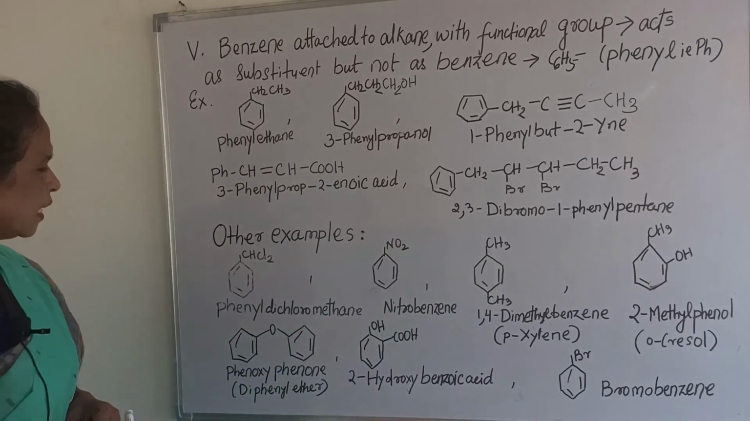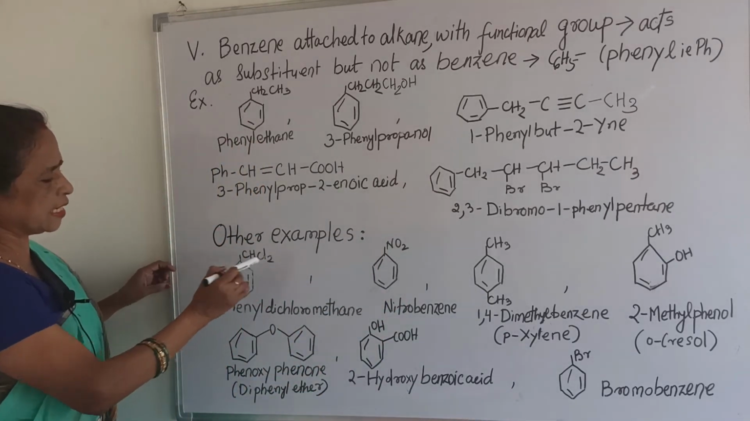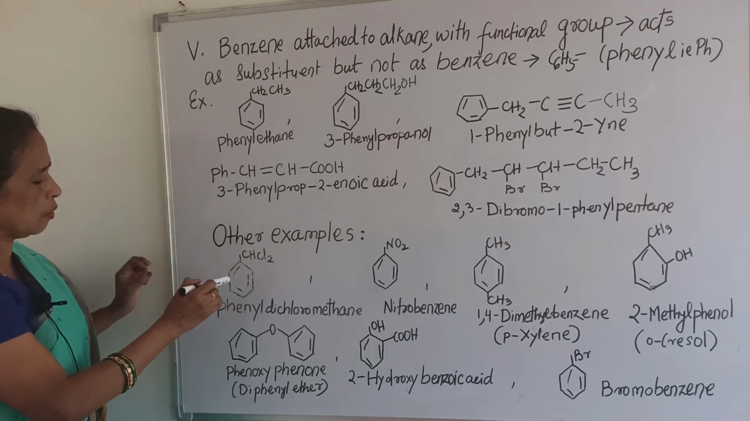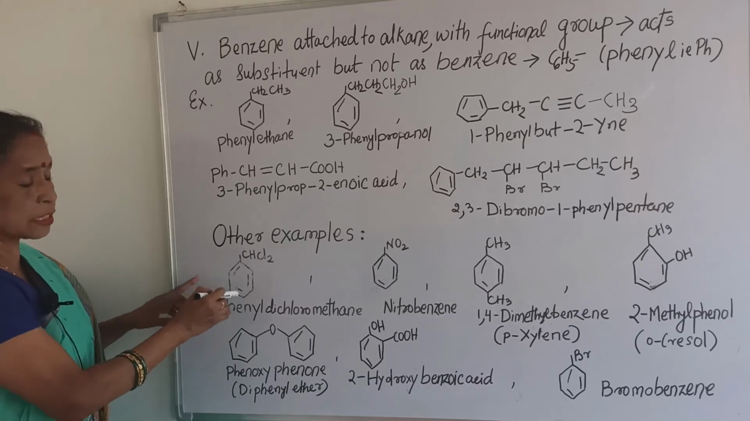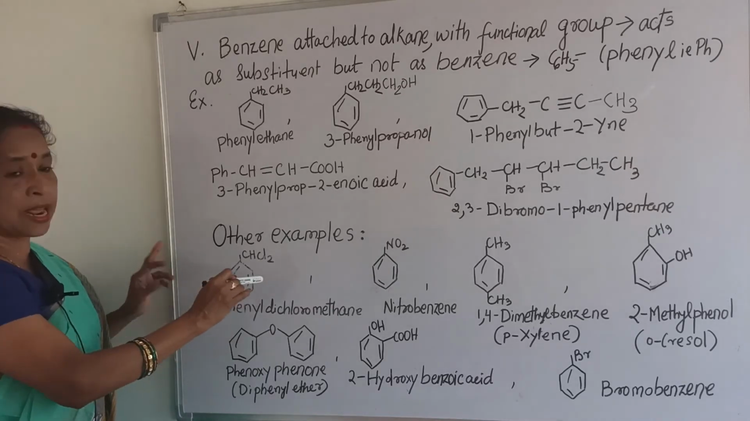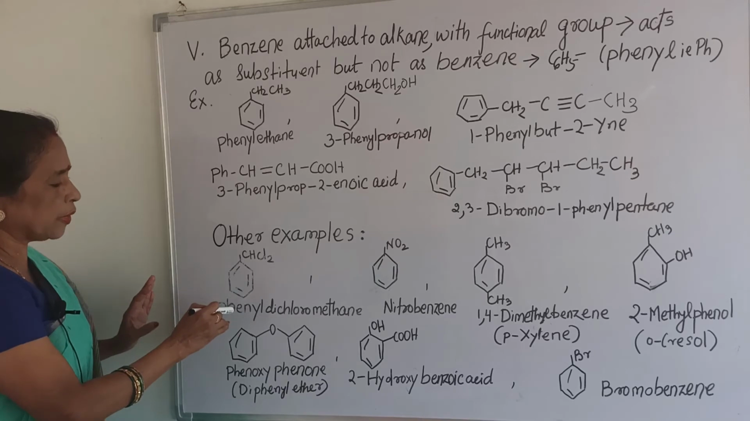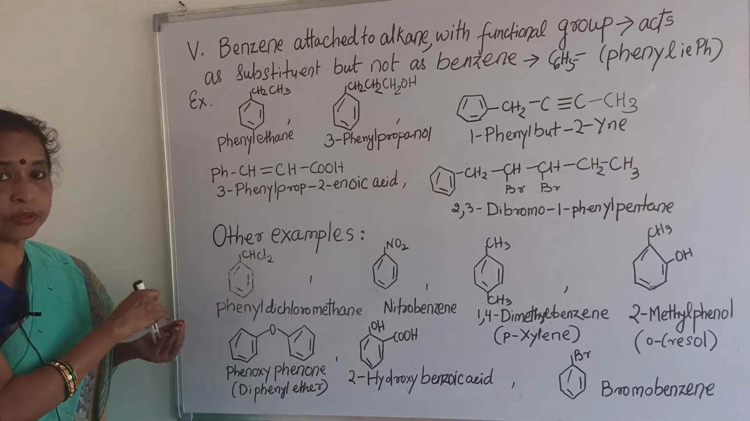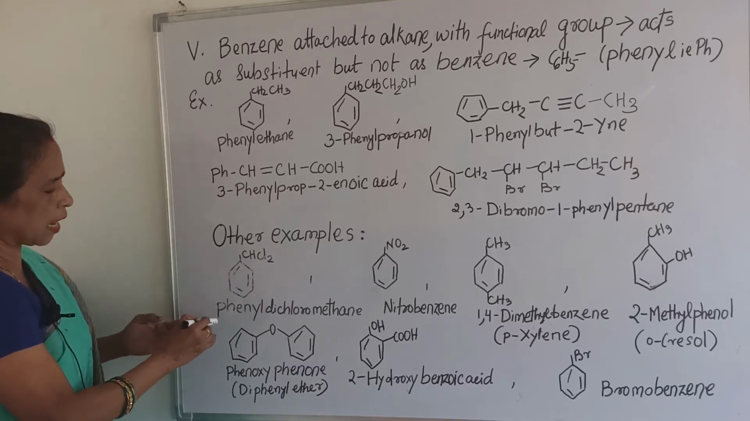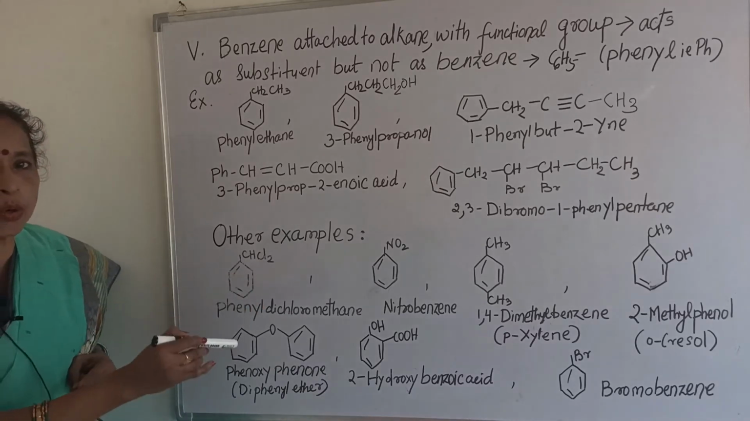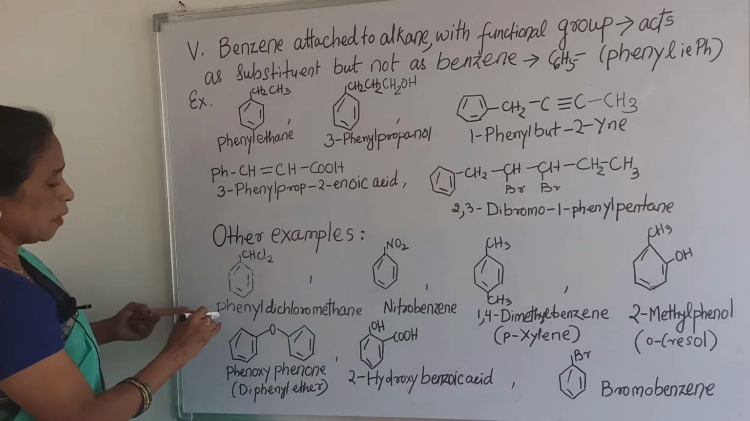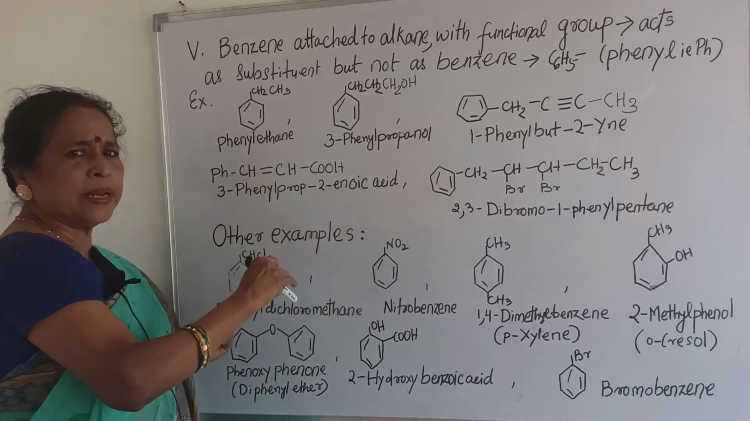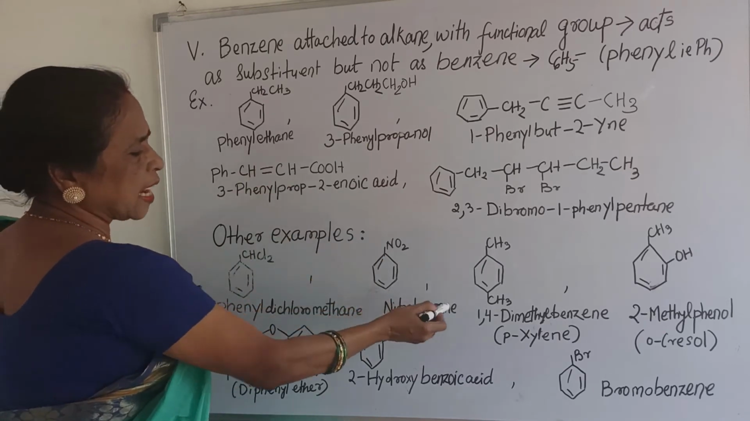Other examples you can see here. If CHCl2 is attached to benzene, now it is known as phenyl, because the phenyl group is never named as benzene, it is phenyl. So phenyl dichloro, what is the main root alkane? That is methane. That is why it is phenyldichloromethane. Then come to, if simply a nitro group is attached, there is nitrobenzene.